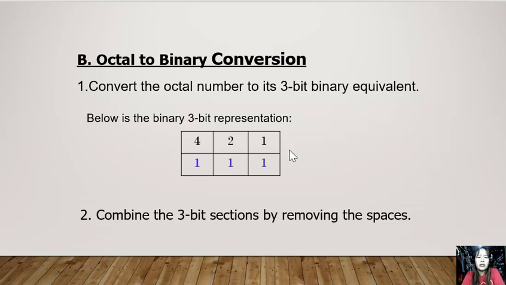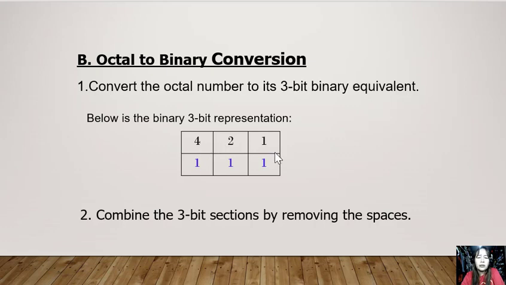Okay, now the next conversion that I will discuss for this video is how to convert octal to binary. To convert octal to binary, you need to convert it into its 3-bit binary equivalent. Now you need to remember the 3-bit representation, which is 4, 2, and 1. Now 4, 2, 1 here is very important. If you find it difficult to remember 4, 2, 1, you just have to remember that from the rightmost side, which is 1, you double it, it becomes 2, and then you double 2, it becomes 4. So you have 4, 2, 1 as your 3 digits.